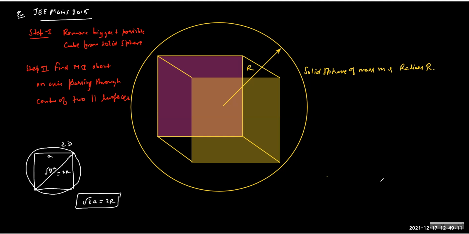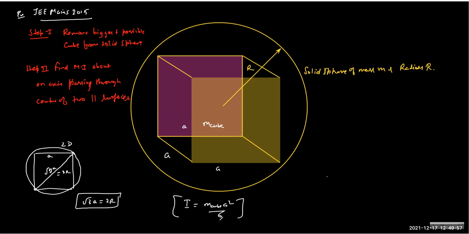So if I call the side of the cube A, then tell me what is the answer for I, which we are looking for. And let's say the mass of the cube is M cube. What is the answer? Which formula should we apply here? M A square by 6. Correct. So now your job is to find A and M and put in the value. You will get the answer.